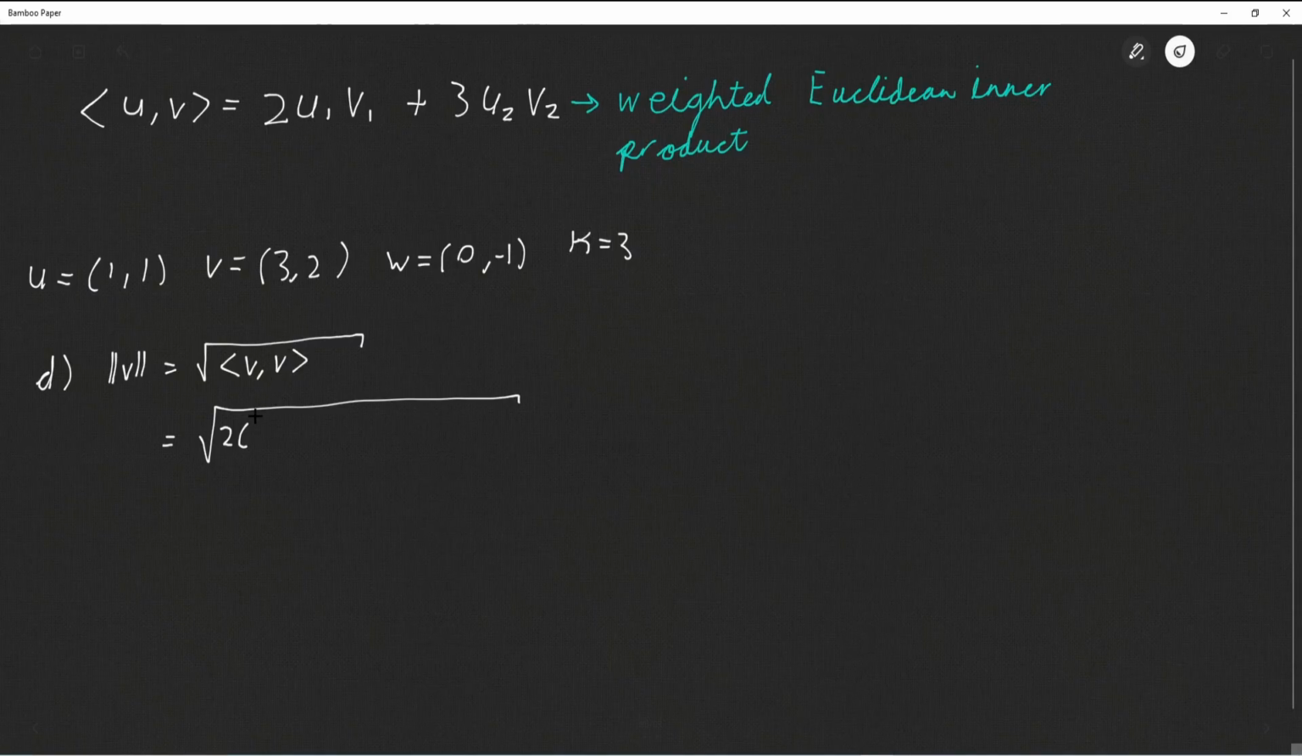So it's going to be 2 multiplied by 3, and our first term again is just going to be 3. And now we add it with 2 times 3 times our second term, which is 2, and then multiply it by 2 again, which gives you 18 plus 12, which gives you the magnitude of root 30.